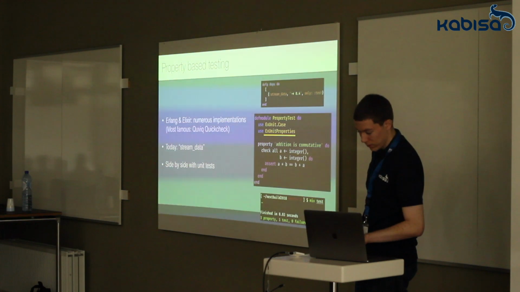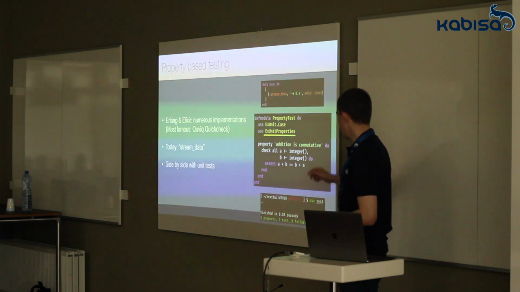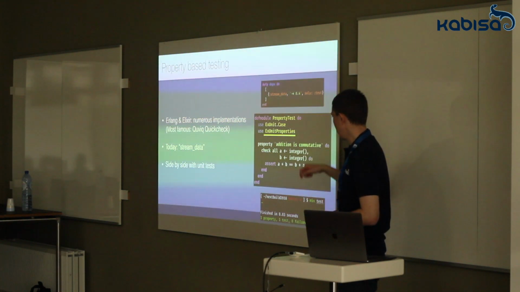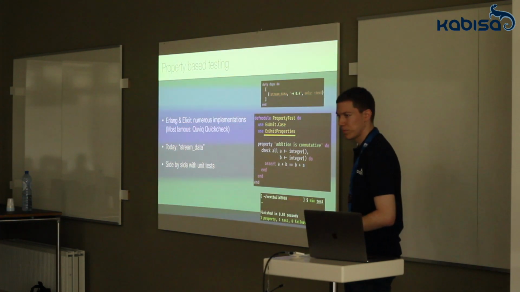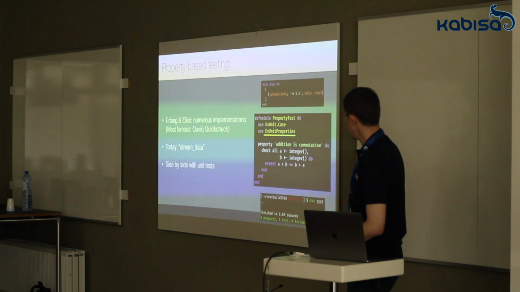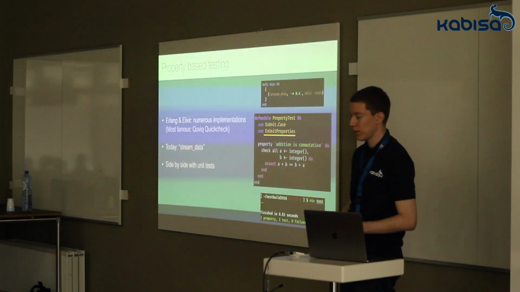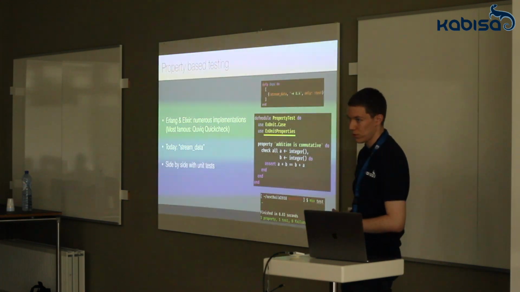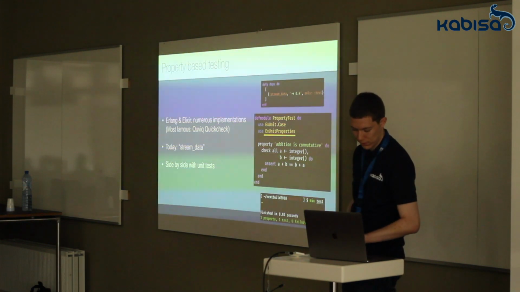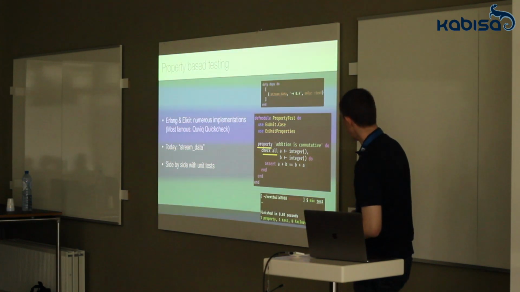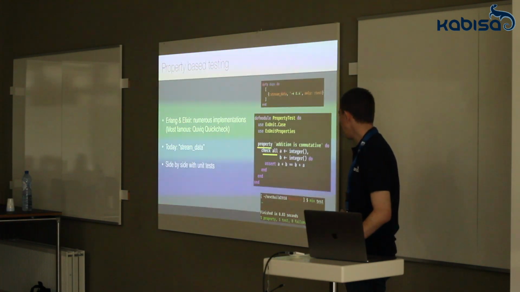Then there's one extra thing we have to add to our test module. So here we say that we use XUnit properties. What this does is it gives us a few extra macros so that we can write our property-based tests in a way that is very similar to our unit tests. So we get two new macros here: property and check all.